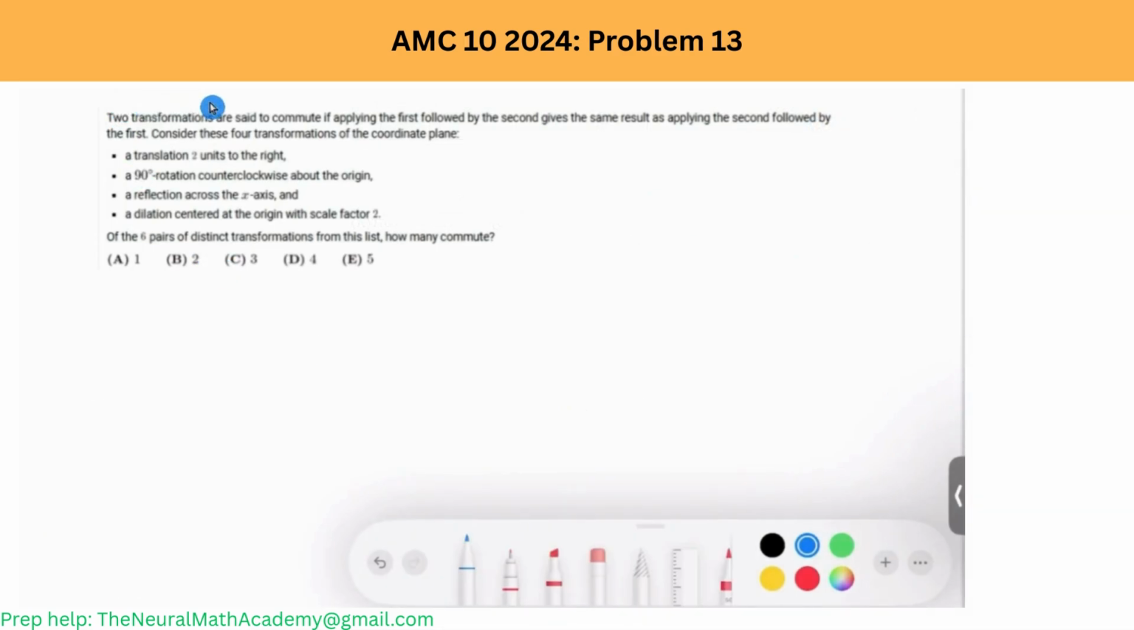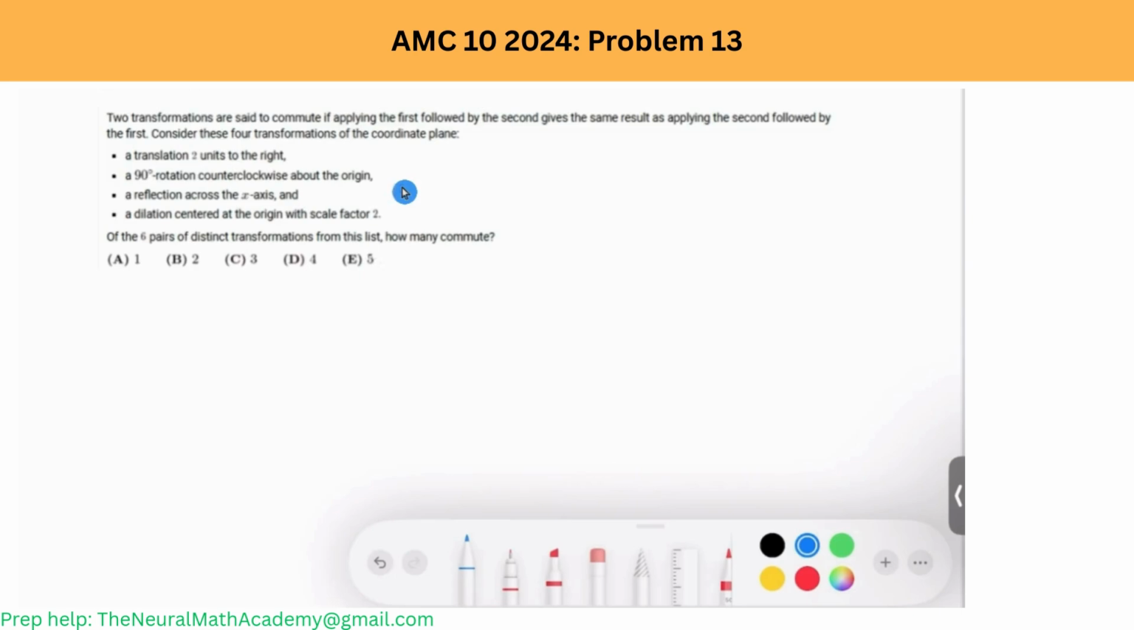Let's look at problem 13, where we are given that two transformations are said to commute if applying the first followed by the second gives the same result as applying the second followed by the first. We have to consider these four transformations: a translation, a rotation, a reflection, and a dilation. Of the six pairs of distinct transformations from this list, how many commute?